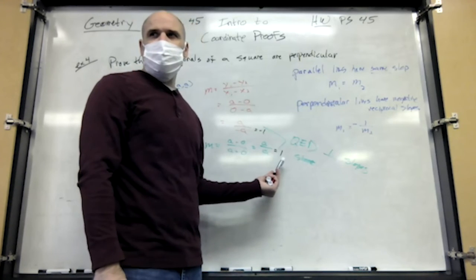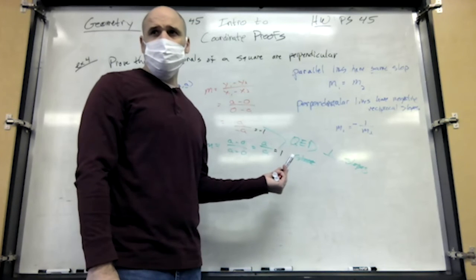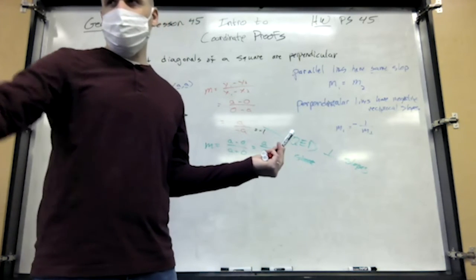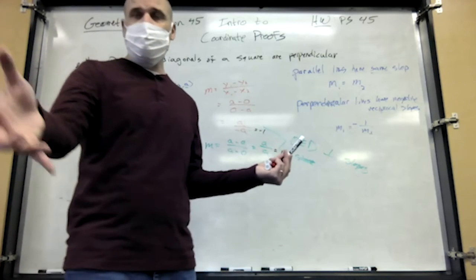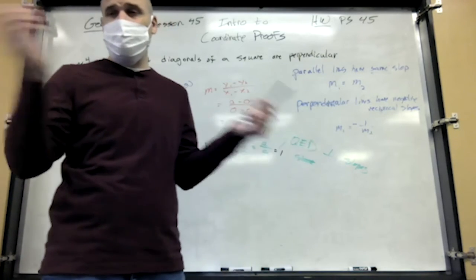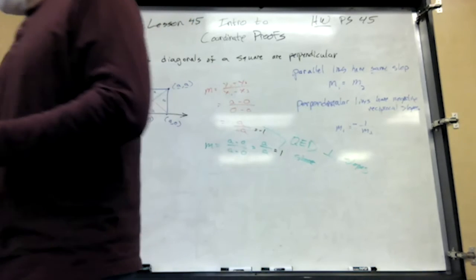In order to flip something, it has to be a fraction. So how do you write 1 as a fraction? 1 over 1. So when you flip it, it's -1 over 1. Simplify it, -1 over 1 is just -1. Okay? All right, that's basically it.